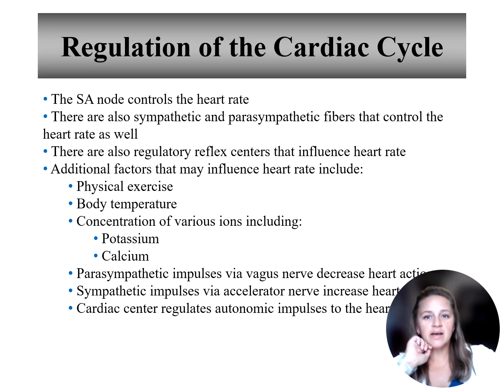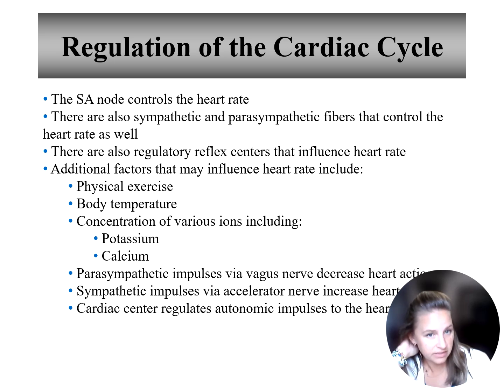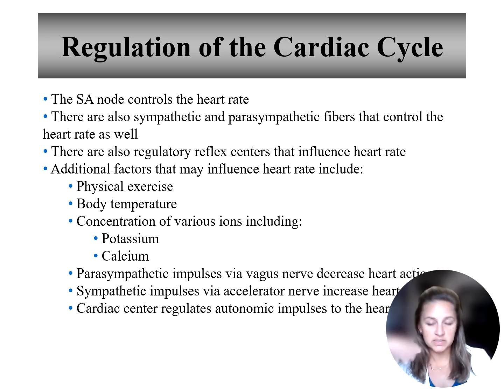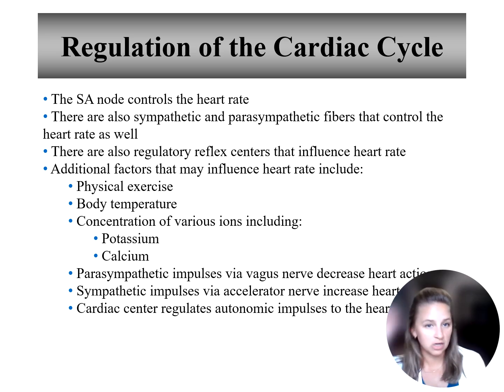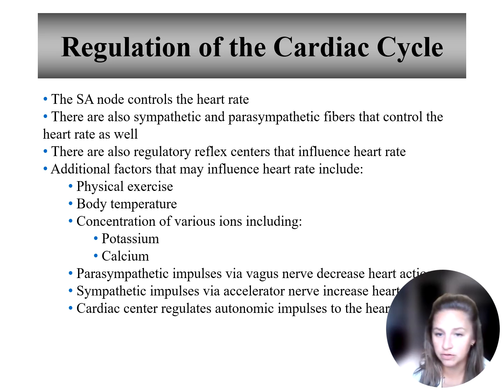Okay, so let's look at how the heart is regulated. So the SA node, which we said was that bundle of specialized muscles where the electric charge comes from, controls the heart rate. So that tells the heart when to contract. There's also sympathetic and parasympathetic fibers that control the heart rate as well. And there's also regulatory reflexes that control your heart rate.